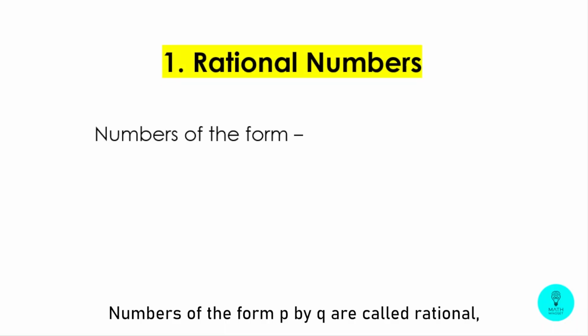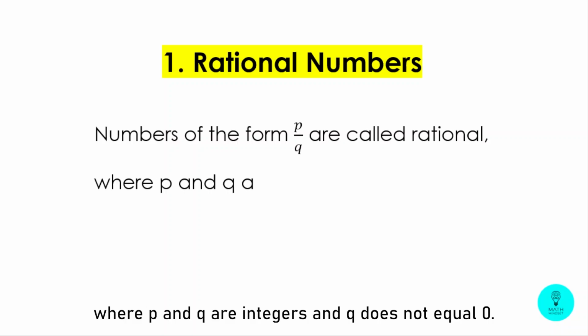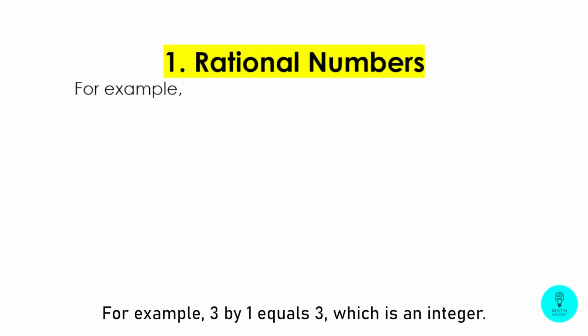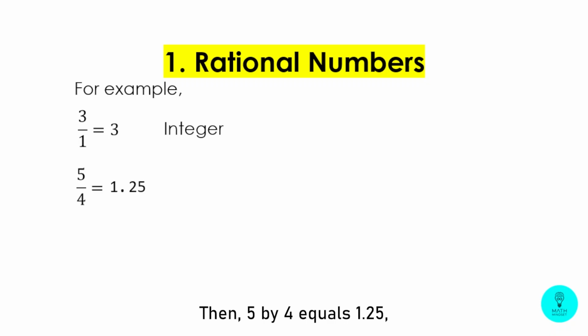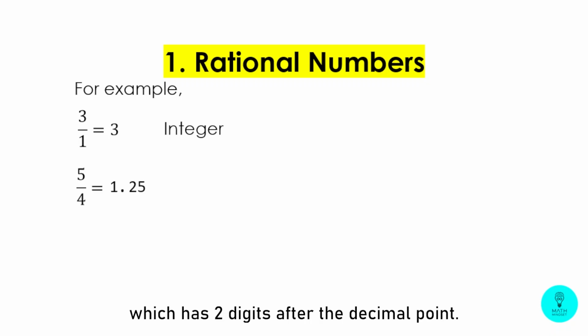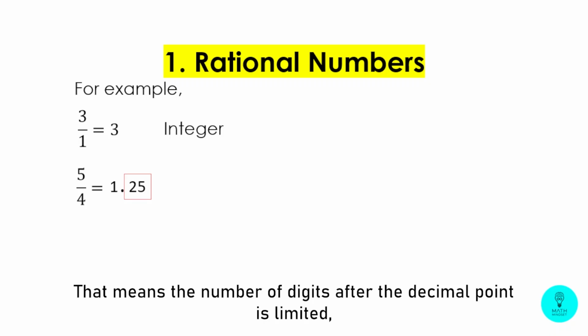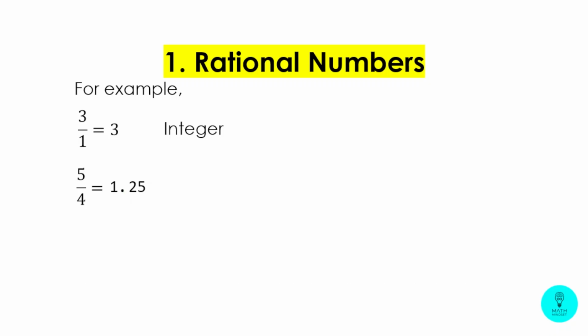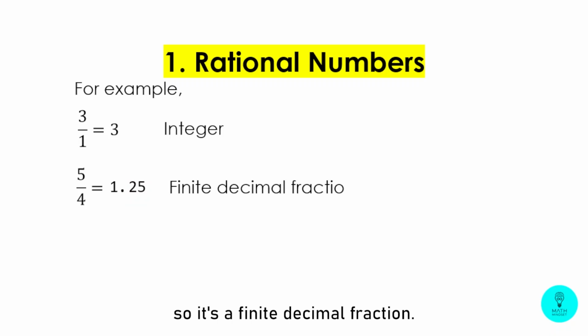Numbers of the form p by q are called rational, where p and q are integers and q does not equal 0. For example, 3 by 1 equals 3, which is an integer. Then 5 by 4 equals 1.25, which has 2 digits after the decimal point. That means the number of digits after the decimal point is limited. So it's a finite decimal fraction.